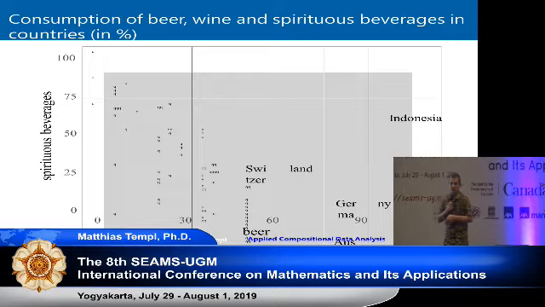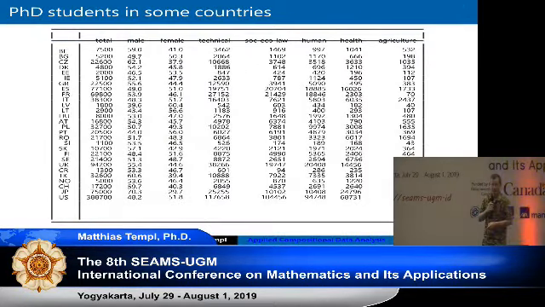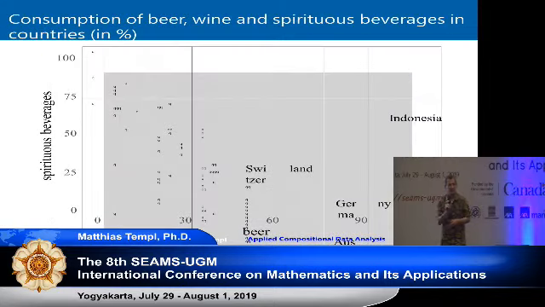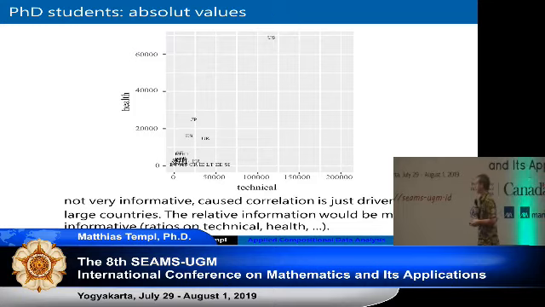And if we just consider the absolute numbers, this has not much information included. So if we just visualize technicians against health, of course the correlation is positive, because it's just driven by the large countries, US, Japan, UK, and so on. So it's not very informative. The more interesting information is between the ratios. Has a country more technicians in comparison to other studies, for example?